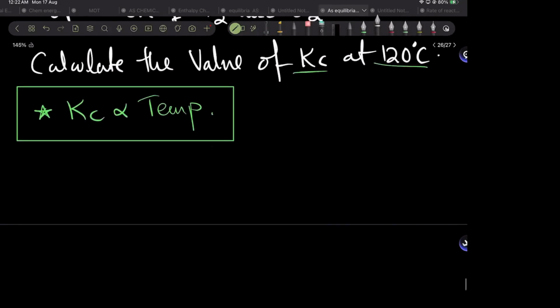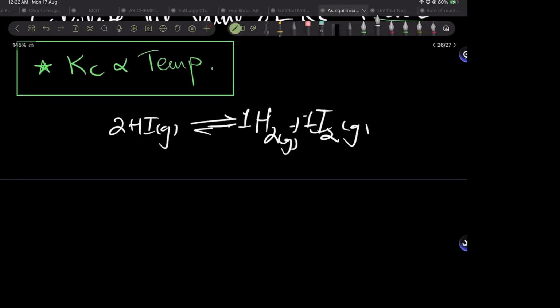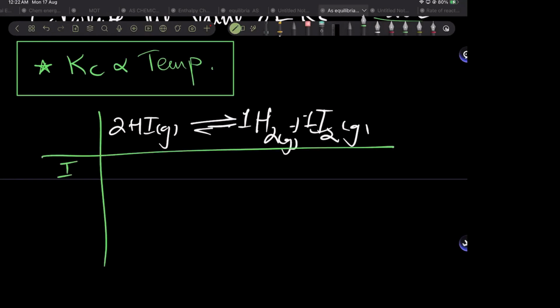Let's write the equation again. So we had two HI gases going into H2 and I2, 1 mole of both. This is the balancing of the equation. Now, should I make the table? Yes, you can. Let's make the table. So I need the initial moles, I need the used moles, and I need the equilibrium moles.